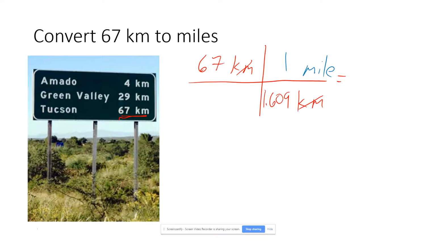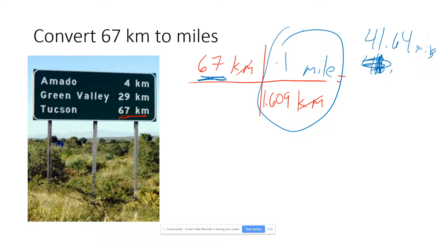So we're going to take 67 and divide by the 1.609. 67 divided by 1.609 gives us 41.64 miles. And significant digit wise, we want 2 because this again is infinite because it's one of those dominoes that changes colors. So 2 significant digits there is 42 miles. So we're 42 miles away from Tucson.